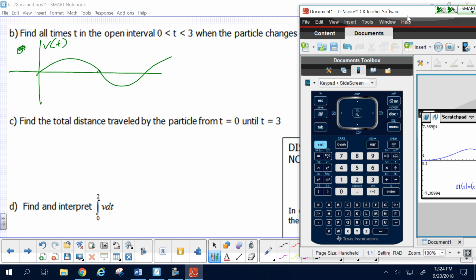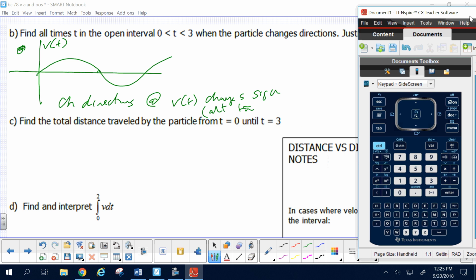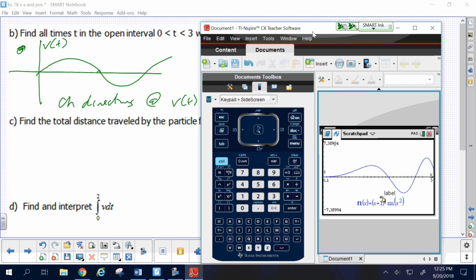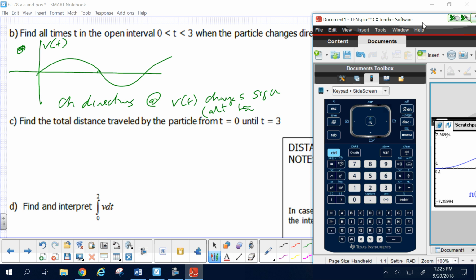What did you say? The particle changes direction at what times? When A of t equals 0. When V of t changes sign. When V of t changes sign, and this occurs at time equal what? So change of signs would correspond to the x-intercepts, right? So when were those? 1.742? 1.772, thank you.